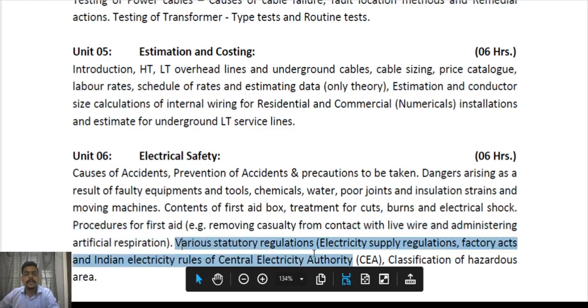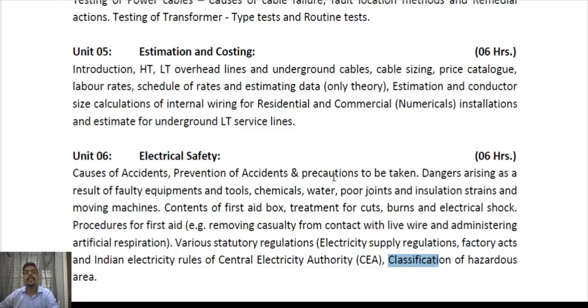Various statutory regulations: the electricity supply regulations, Factory Act and Indian Electricity Rules for Central Electricity Authority, that is CEA, and the last point is classification of hazardous area. So these are the units for the subject Electrical Installation, Maintenance and Testing. Under this subject, we will discuss how to install the electrical equipment and how to take care, so you can say the maintenance part we will discuss, and also we will discuss the testing.